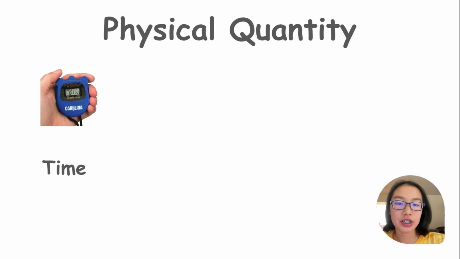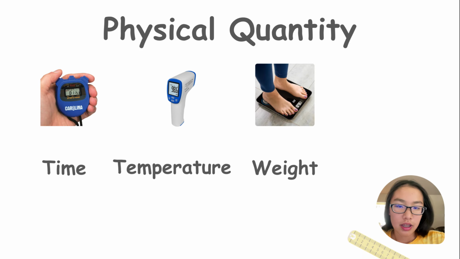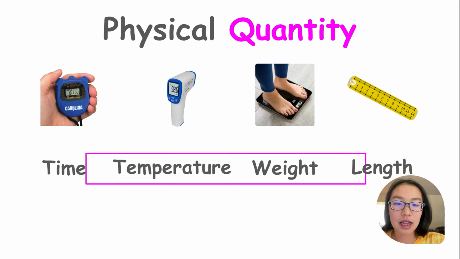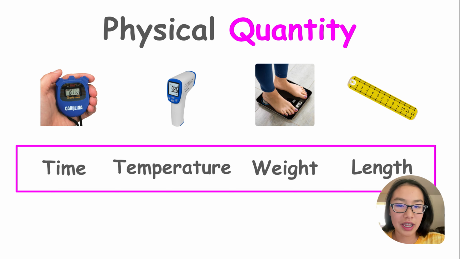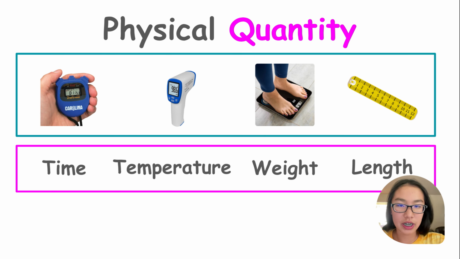In this lesson, we are going to talk about physical quantities. In physics, we like to measure things. For example, we use a clock or a stopwatch to measure time, a thermometer to measure temperature, a scale to measure weight, and a ruler to measure length. In physics, things that are measurable are called quantities, like time, temperature, weight, and length. And we have devices to measure each physical quantity that we are interested in.